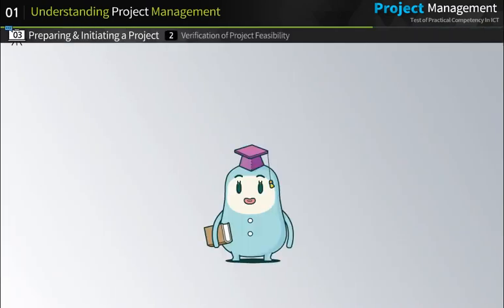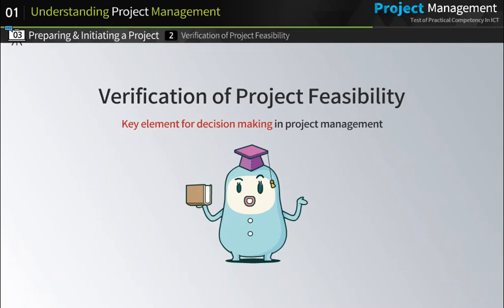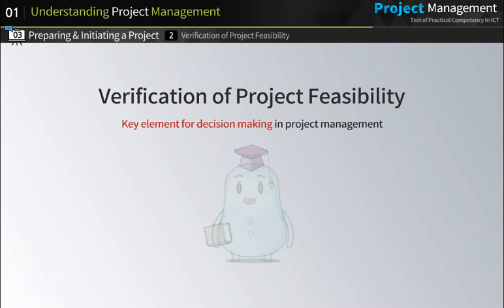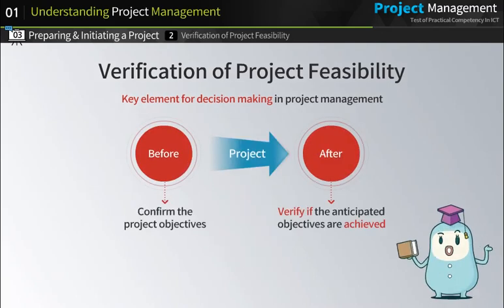Lastly, let's take a look at how to verify the project feasibility. Verification of the project feasibility is one of key elements for decision-making in project management. In general, projects are more likely to fail in achieving their originally anticipated objectives, so it is imperative that the objectives be confirmed before each project gets started. And whether the anticipated objectives have been achieved should be verified after the completion of a project.